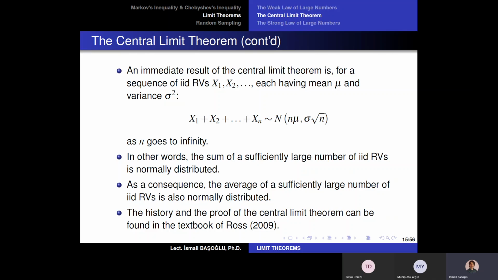Okay, now the history of the central limit theorem and the proof of it can be found in the textbook. I think 2 or 3 pages are left for that proof. It is not an easy proof, but I recommend you read it because this is one of the important theorems about data science and statistics for you to understand.